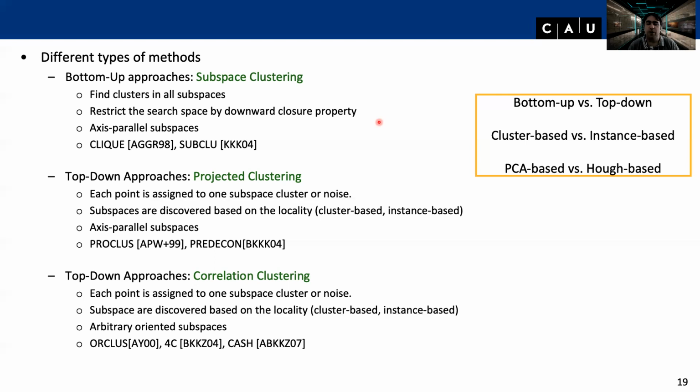And we said no, because it's more important, at least more important to me, that you try to get the higher level concepts, or the taxonomy or categories. And here you have one slide, which is kind of like a summary. You have different types of methods like bottom-up search, and there you have something like CLIQUE and SUBCLU, which is axis parallel from the subspace clustering, projected clustering, a top-down approach, or correlation clustering as a top-down approach like Oculus, 4C and cache. So what you see on that one recap slide are distinctions between bottom-up versus top-down, or cluster-based versus instance-based, or PCA-based versus Hough-based.